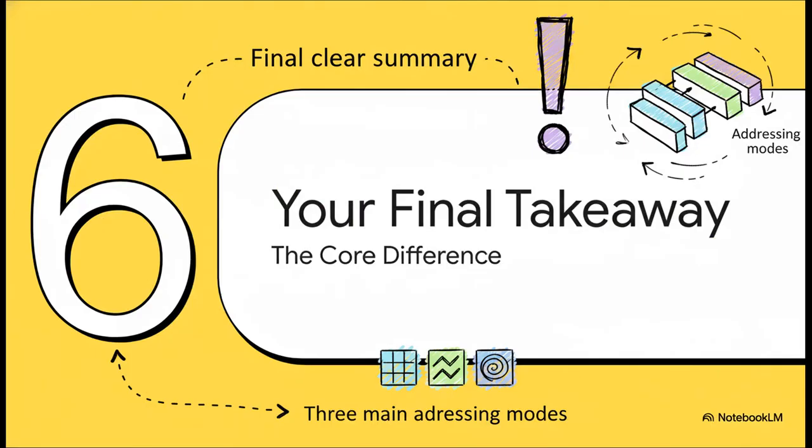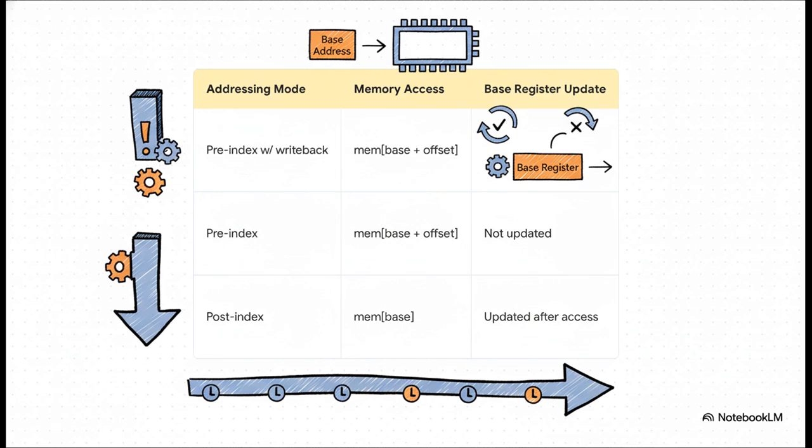All right, we have covered a ton of ground here. We've gone from the core problem all the way through the 3 main addressing modes and their little quirks. So let's boil it all down into one final super clear summary. This table right here is your ultimate cheat sheet. For both pre-index modes, you access memory at the base address plus an offset. The only difference is whether you update the base register, and that's all controlled by the exclamation mark. For post-index, it's the other way around. You access memory at the base address first, and then you always update it afterwards. That's the whole game right there.